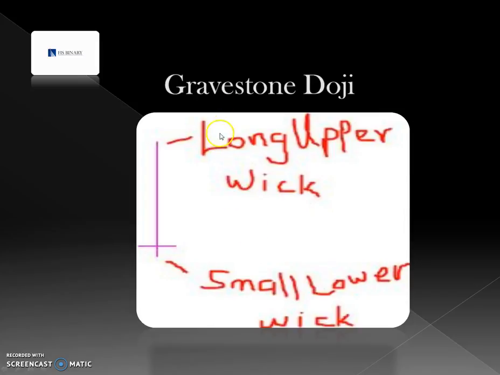Now the next one I have is the gravestone. The gravestone has a longer upper wick and a smaller lower wick, or sometimes doesn't have a lower wick at all. Remember, the horizontal line you see right here is the opening and closing price. Sometimes it doesn't have a lower wick at all, so it could just be this horizontal line and this upper wick alone. So this is what we refer to as the gravestone.